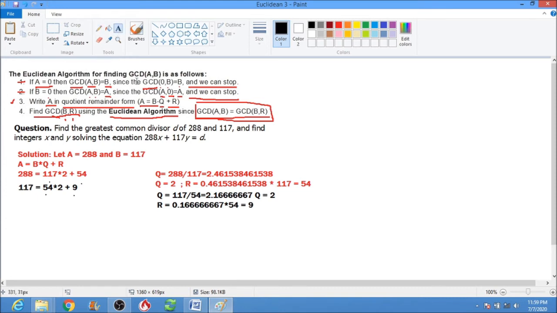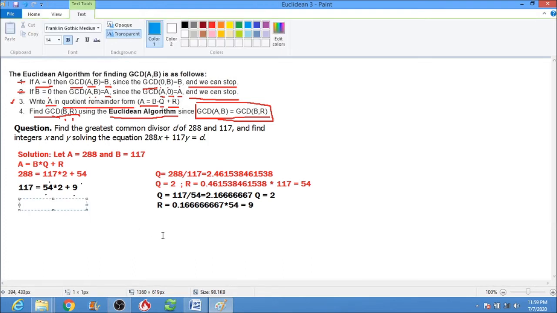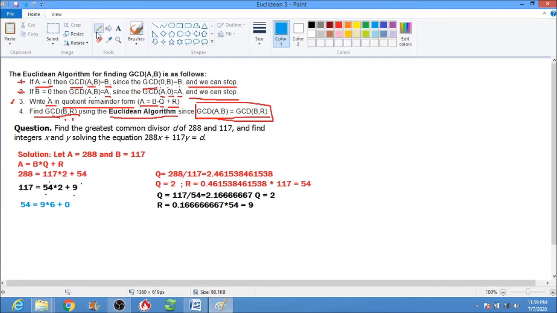Then rewriting again to quotient remainder form, let's use the color blue. 54 is equal to 9 times the quotient. 54 divided by 9 is equal to 6, plus your remainder, which is 0. So now we have the remainder 0, and therefore we stop our computation, since the greatest common divisor of A and B is also equal to the greatest common divisor of B and R.